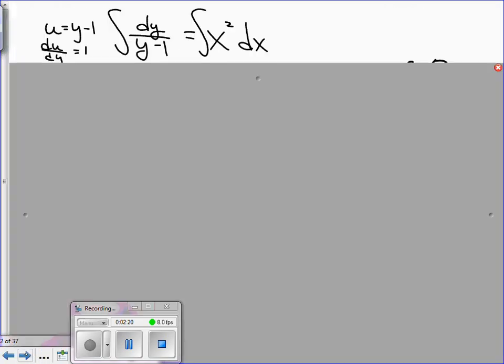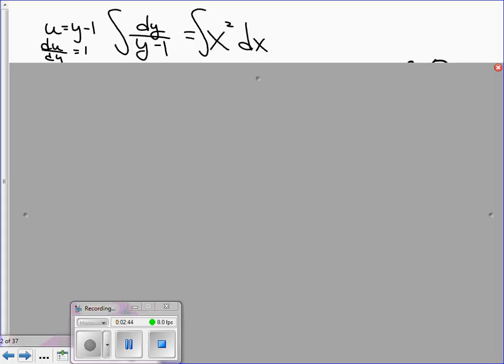Let's first see if you separated correctly. Make sure that on one side you have dy over y minus 1, and on the other side you have x squared dx. Any question on that part? Sure? Guys, back there, did you separate correctly? Alright. Now you have to integrate.